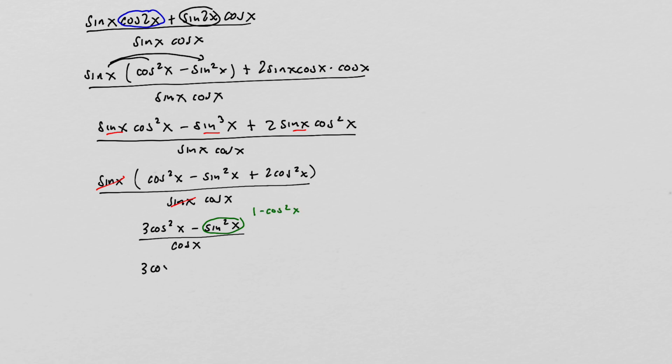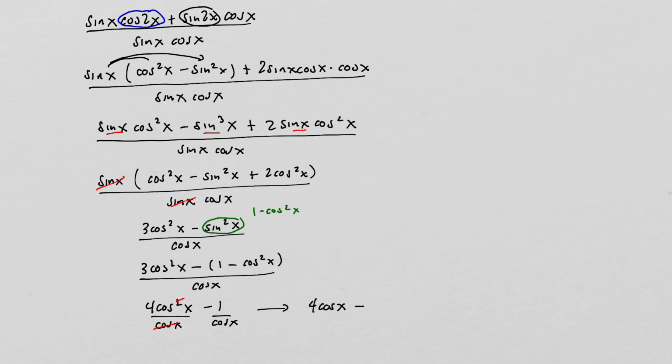We have 3 cosine squared of x minus the quantity 1 minus cosine squared of x, all divided by cosine of x. Let's see what we have now. We have, do the math here, 3 cosine squared minus 1, and then you're going to have plus cosine squared. So 3 cosine squared plus cosine squared is 4 cosine squared minus 1. And then it's over cosine, which means over cosine here and over cosine here. And if you notice, this cosine will cancel out one of those, and that's 4 cosine.